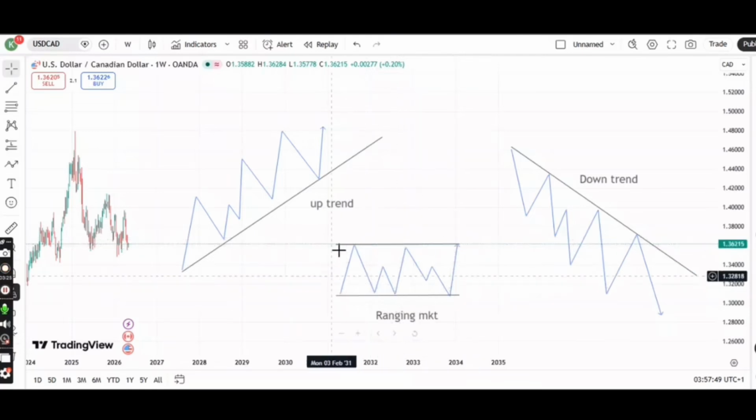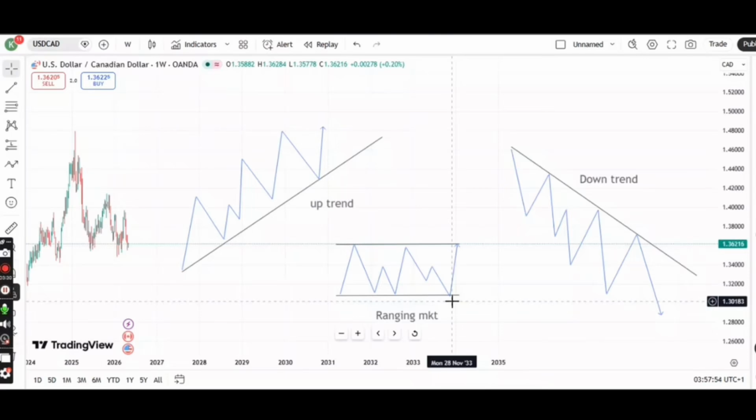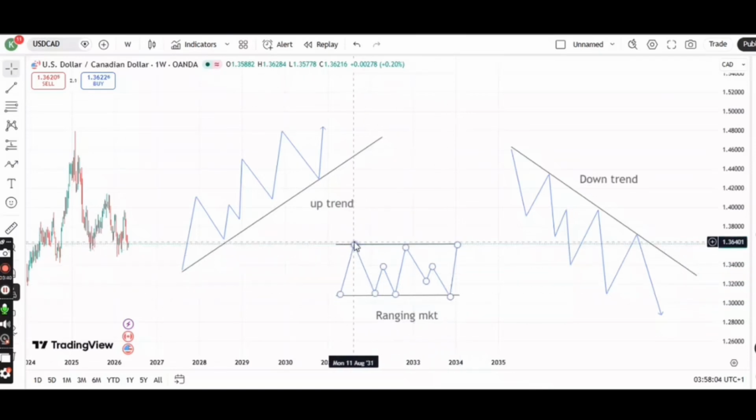So when you see a market in this form, it shows you that at that particular moment the market is ranging, and all you have to look out for is how to trade a ranging market. Okay? How to take opportunities anytime it returns to these points that it is bouncing off from.